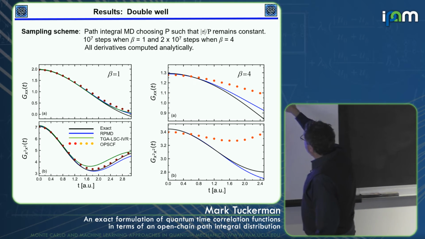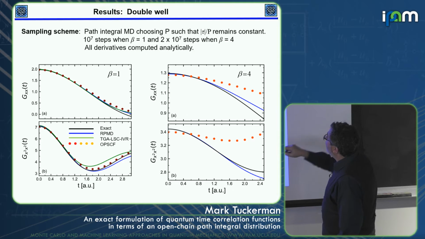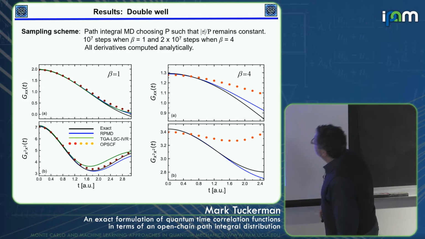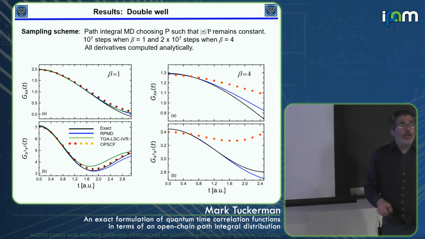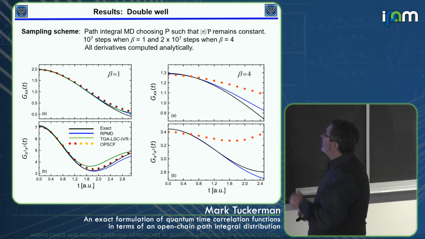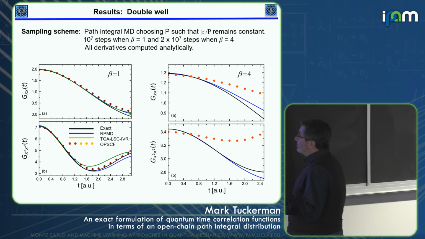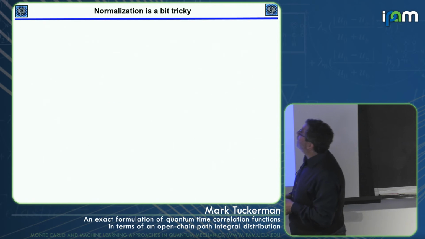So does the RPMD, but it does a little bit better. Here it's above, and for X squared, it's a little bit below, all right? So where are we having problems, especially in some of these low temperature regimes that we're looking at?